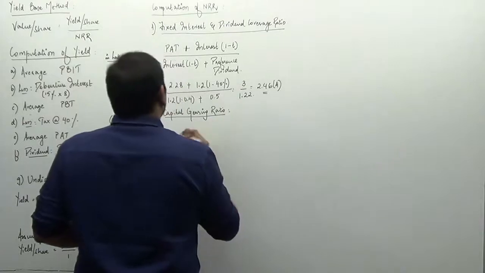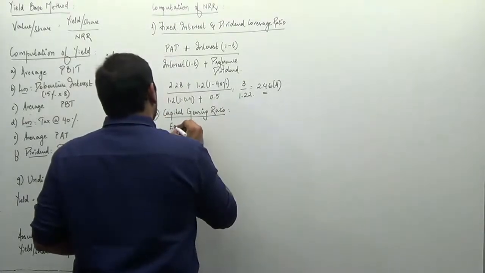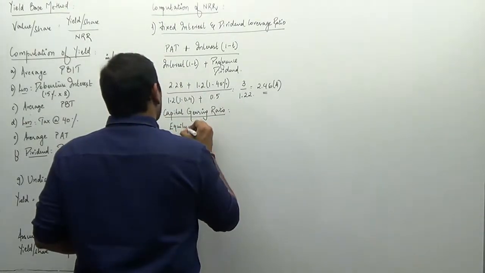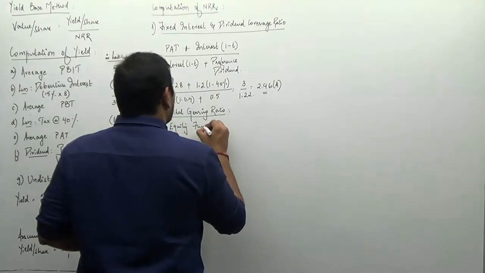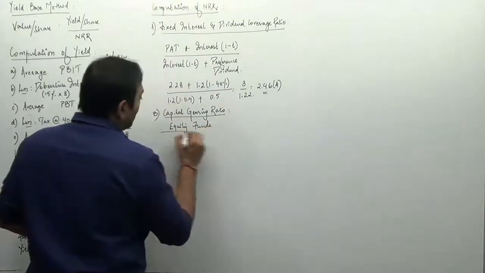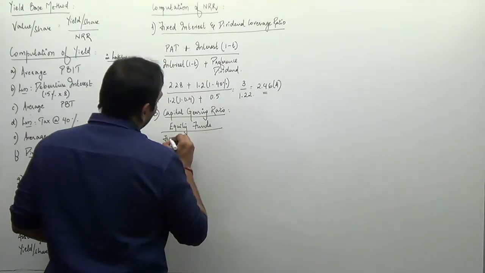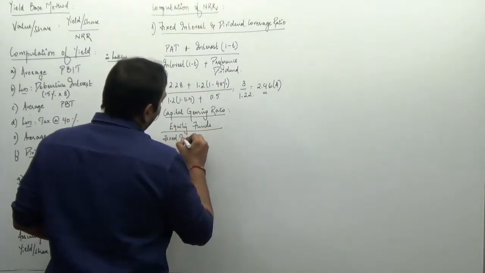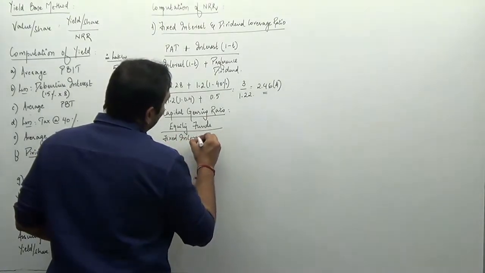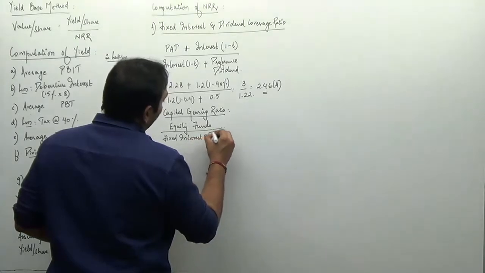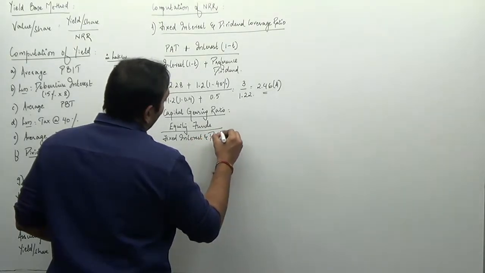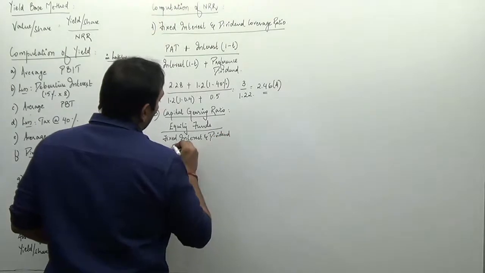Capital gearing ratio. Capital gearing ratio is nothing but equity funds divided by fixed interest and dividend bearing securities.